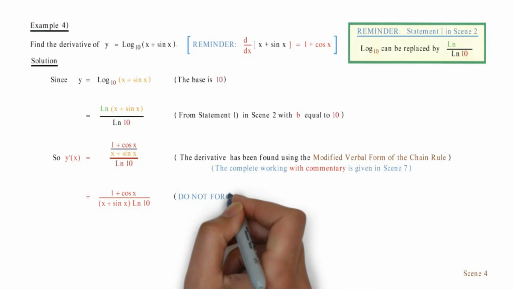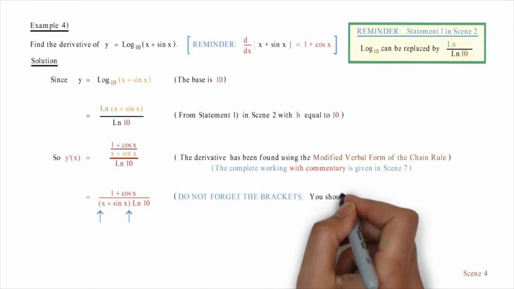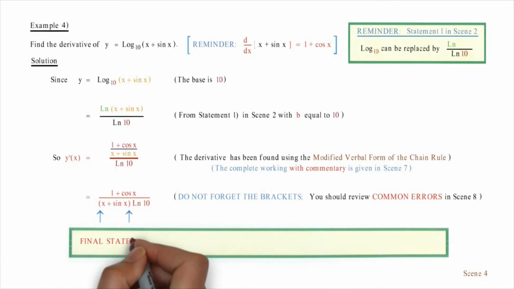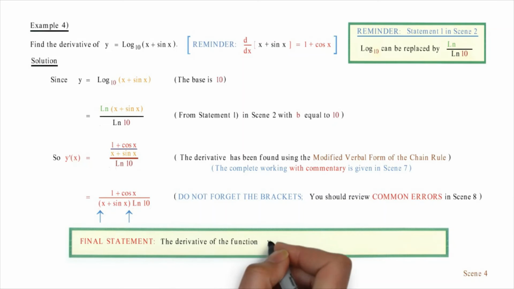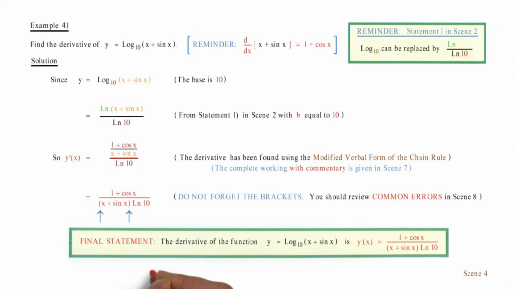Do not forget the brackets. You should review common errors in scene 8. Final statement. The derivative of the function y equals log base 10 of x plus sine of x is y dash of x equals 1 plus cos of x divided by x plus sine of x times ln of 10. To review the above working, you should pause this video now.